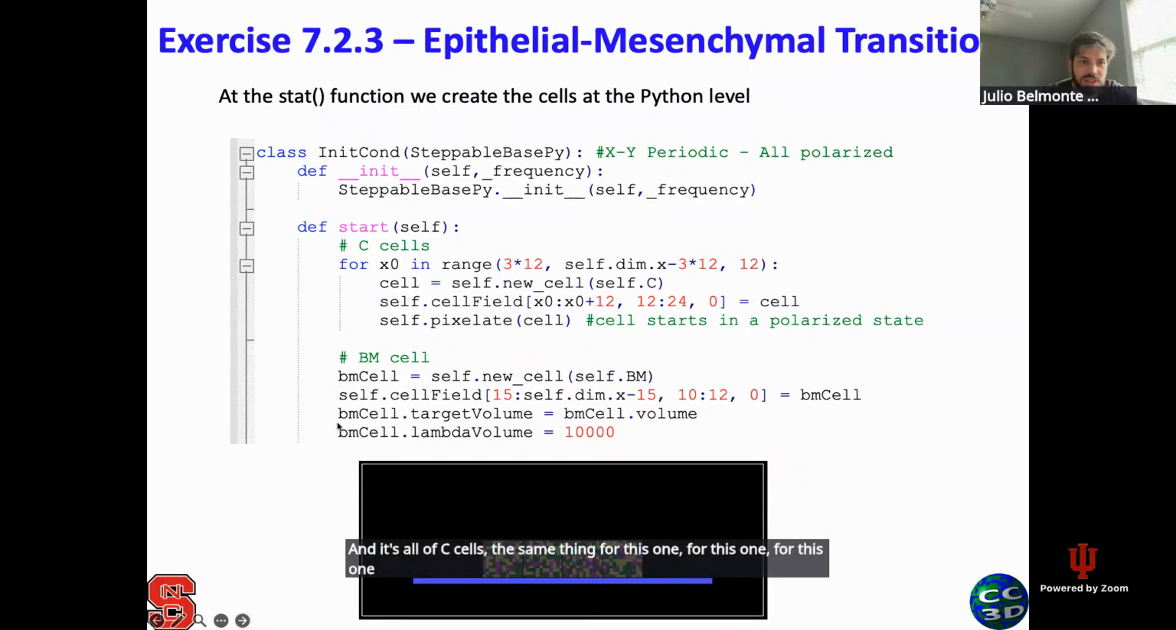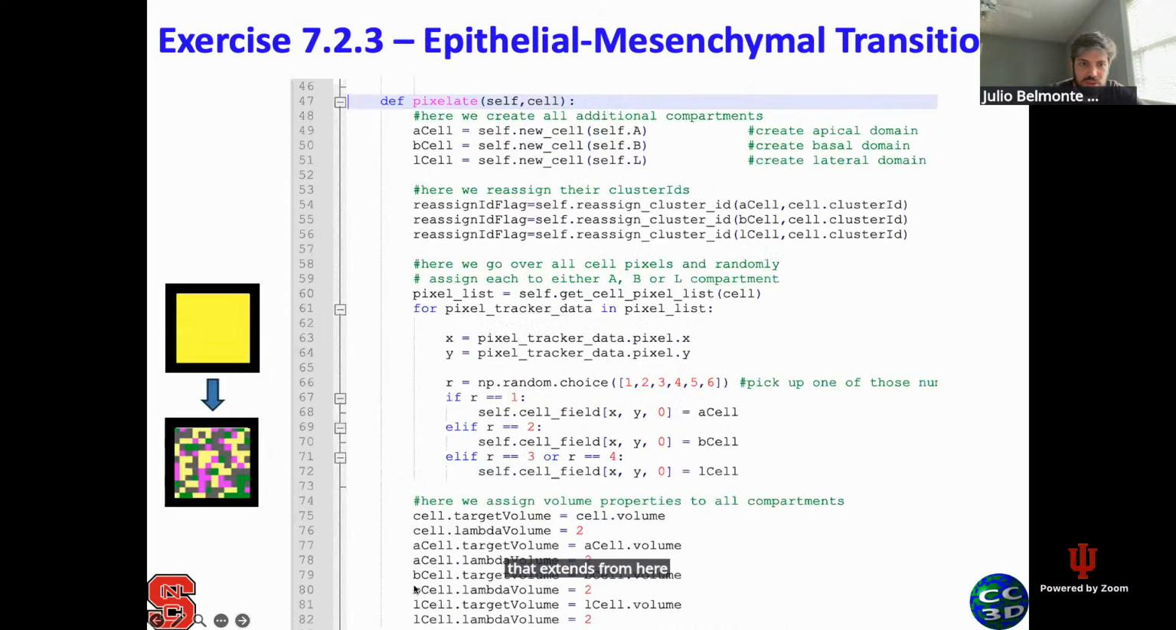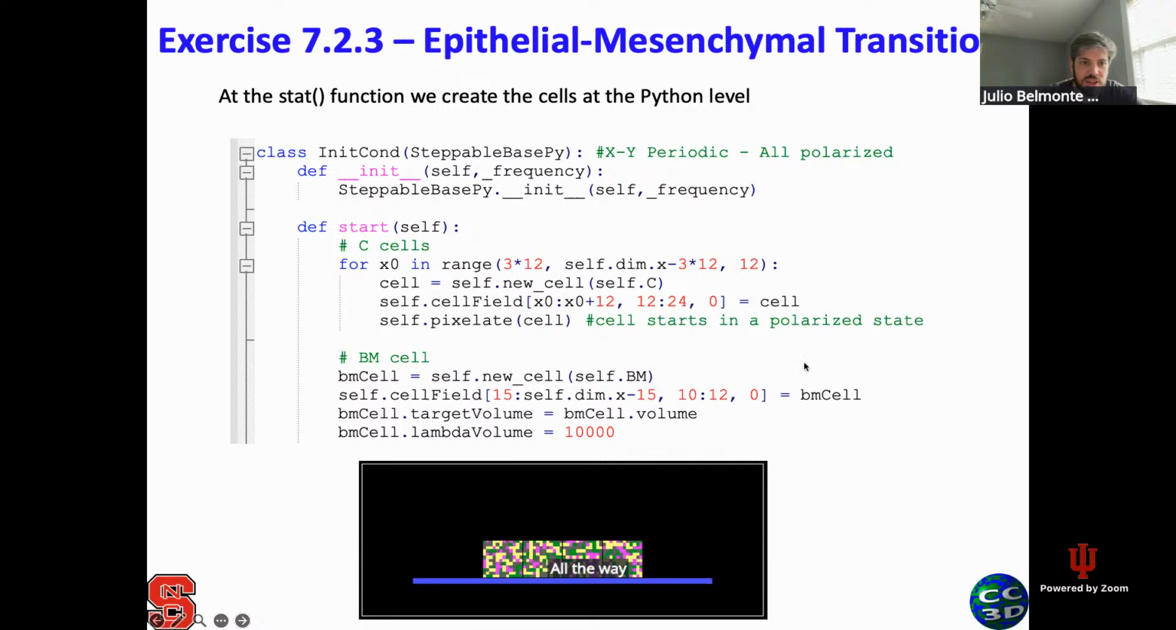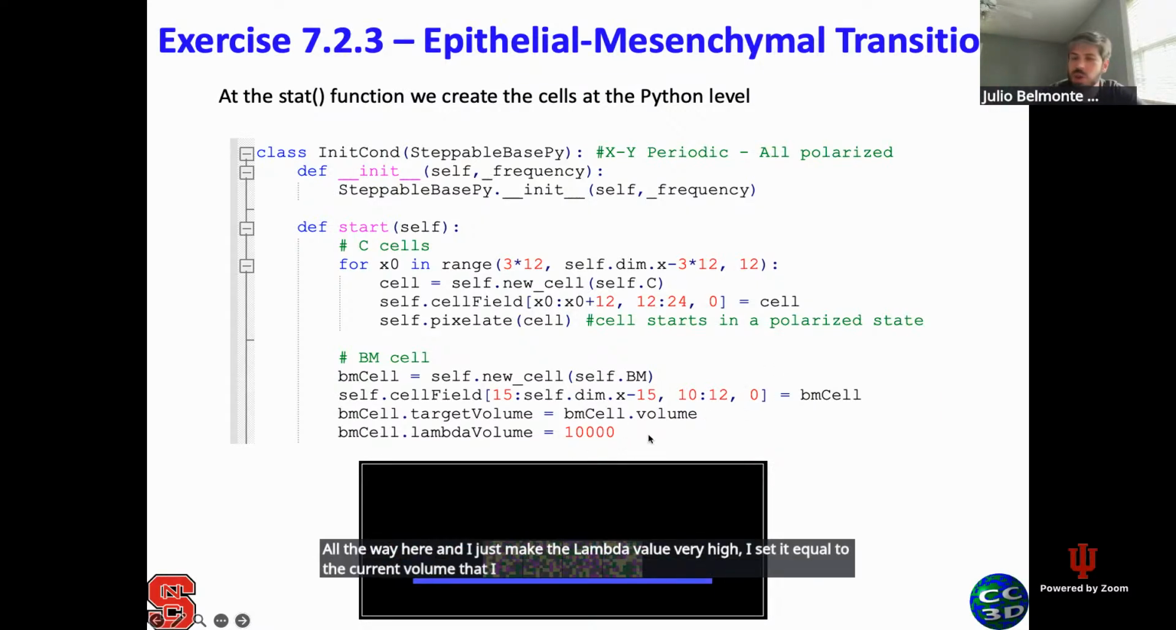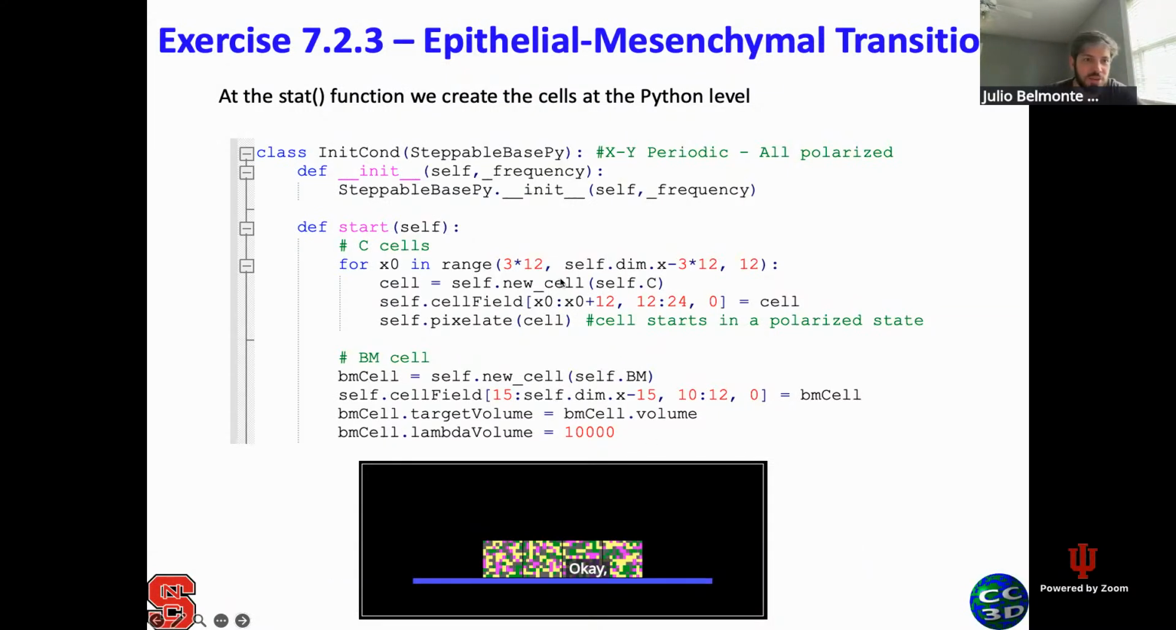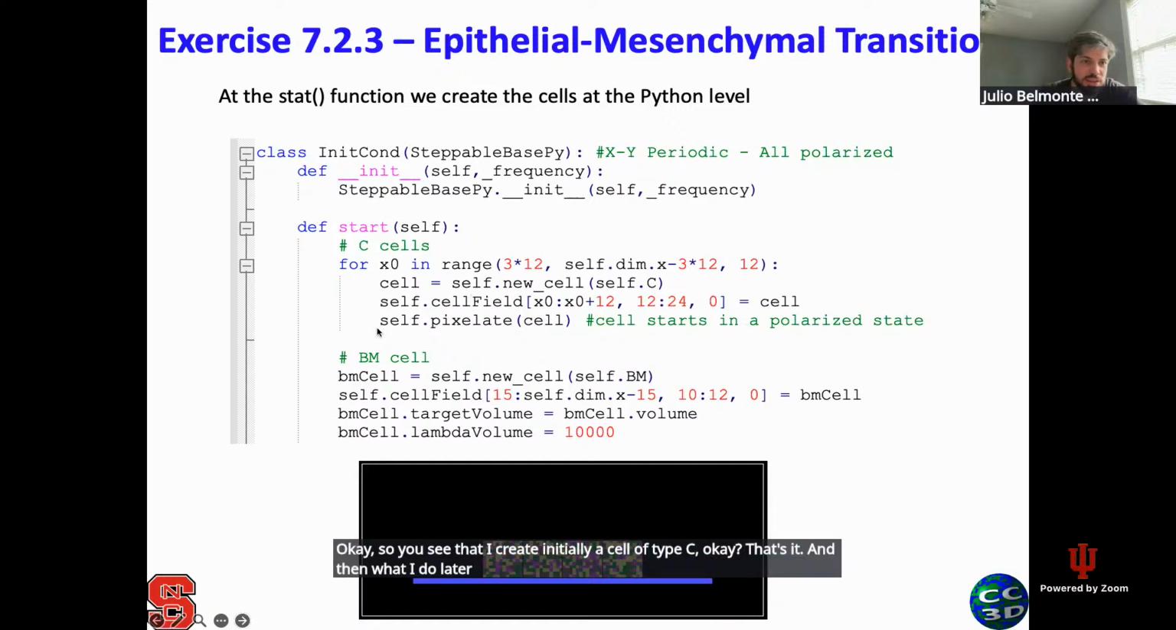And then on these lines here, I just create a basal membrane that extends from here, all the way here. And I just make the lambda volume very high. I set it equal to the current volume that I draw. And I make it very high so it stays a rigid wall. Okay, so you see that I create initially a cell of type C. Okay, that's it. And then what I do later, I call this function called pixelate.